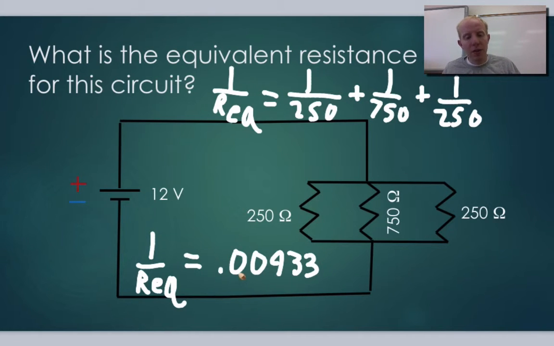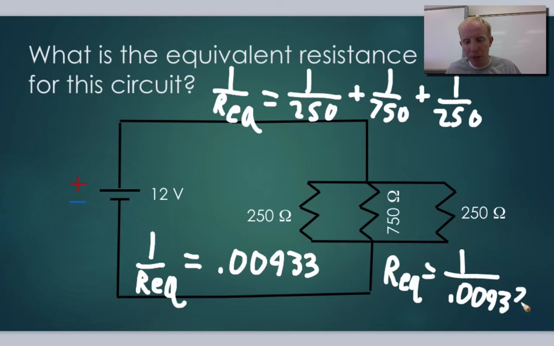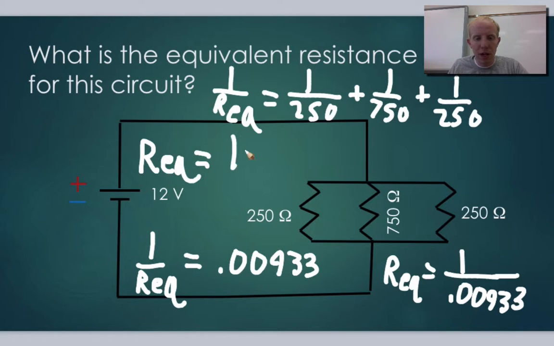So if I want to solve this equation, it's very simple, right? I just take Req to that side, divide by that decimal, and I get that Req equals 1 over 0.00933. Okay. So we just do that in our calculator. 1 divided by 0.00933. And that will tell you that the equivalent resistance is equal to 107 ohms approximately.